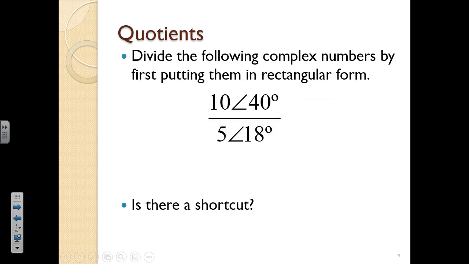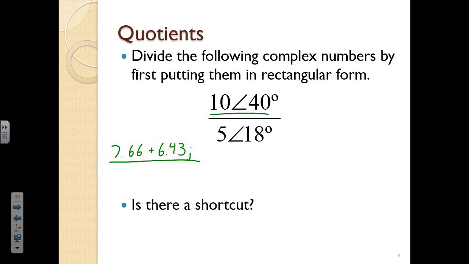Okay, let's find another interesting result here. What if you're dividing two numbers that are in polar form? We already saw how to divide numbers in complex form. We use conjugates for that. Let's put these in rectangular form and do the math here. Our top number we already showed, 10 at 40. That was the same as 7.66 plus 6.43j.